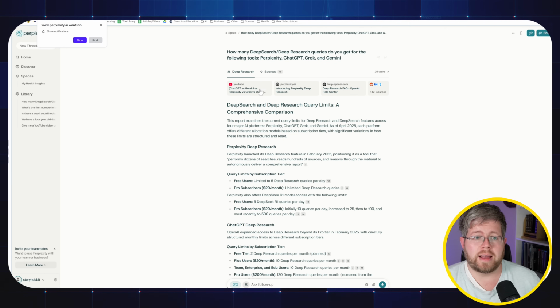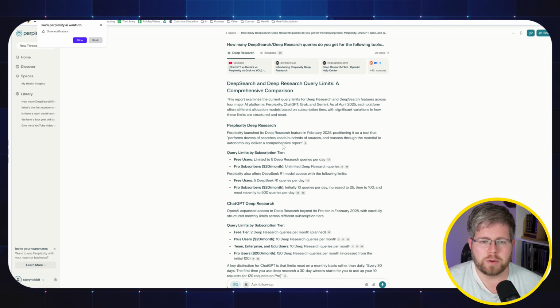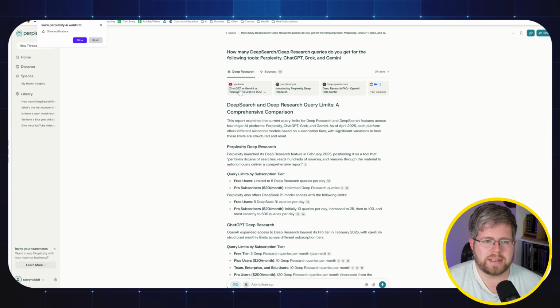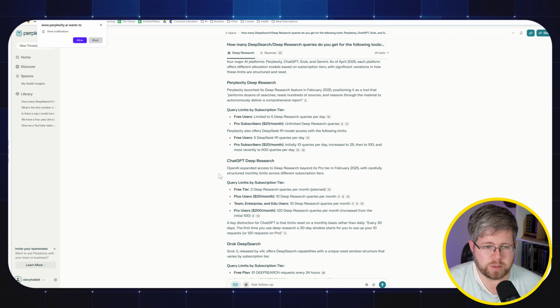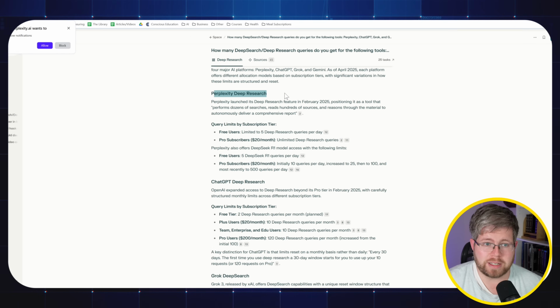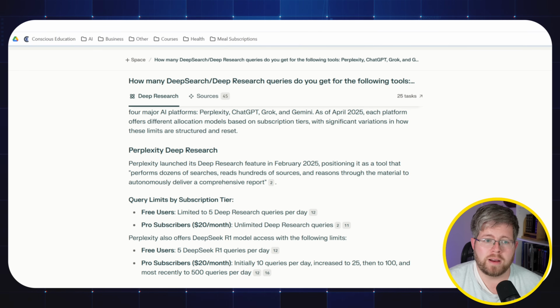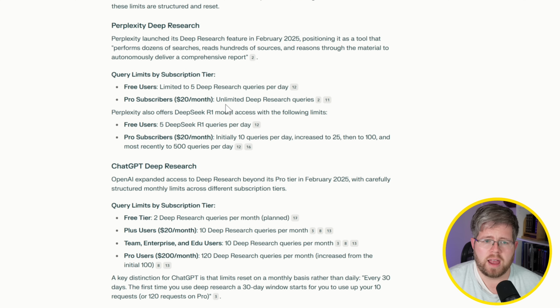I actually used Perplexity's deep research tool to get this information, and don't worry, I did verify the sources here that this information is accurate. I asked it to compare the different price points and usage limits for all 4 of these deep research tools, and it gave me a really good response. So we have Perplexity first. If you are a free user, you're limited to 5 deep research queries per day. And for pro subscribers, it's essentially unlimited deep research queries.